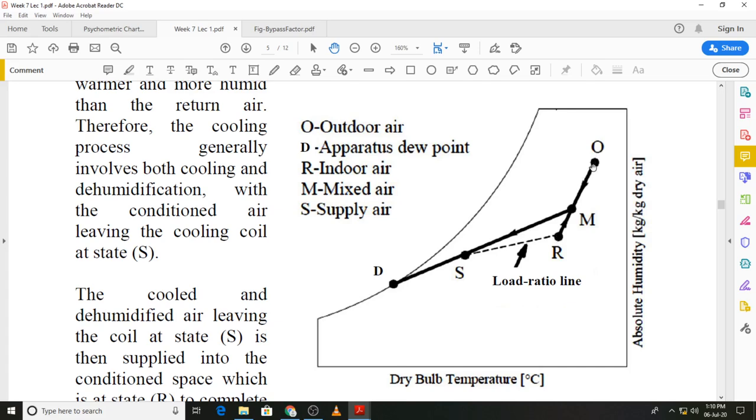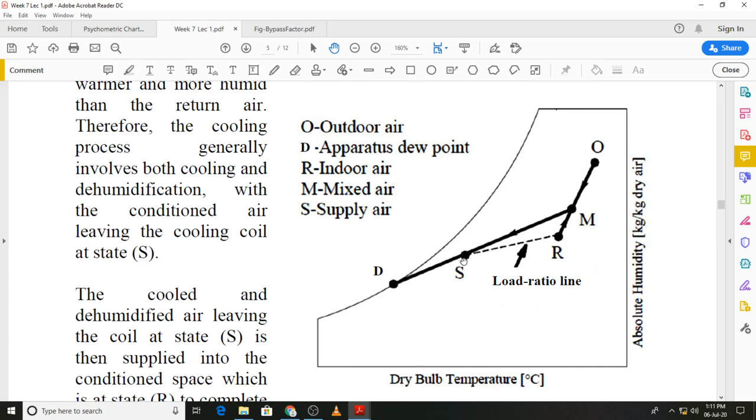The adiabatic mixing of the two air streams gives us the mixed state M, and that air which is at state M passes through the cooling and dehumidification coil until the desired state S is obtained. So M to S is the cooling and dehumidification process, corresponding to which an apparatus dew point must exist, which is shown by extending this process line M to S to the saturation line at state D. So that is the apparatus dew point.